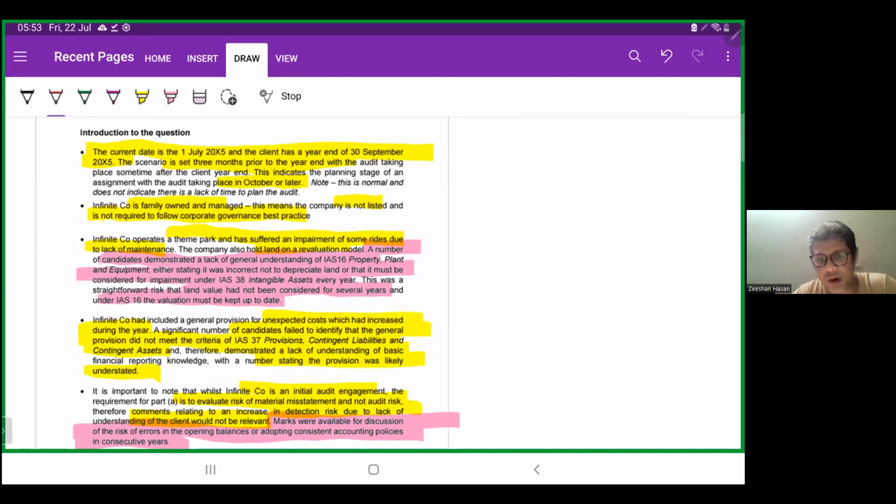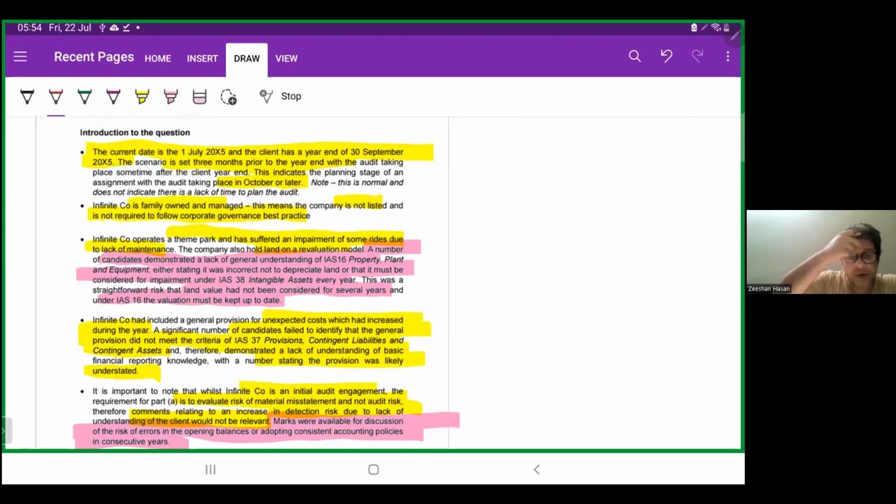This means the company is not listed and is not required to follow corporate governance best practice. Now, Infinite company operates a theme park and has suffered an impairment of some rights due to lack of maintenance. So now here is the blunder made by the students. What are the blunders? The company also holds land on a revaluation model.